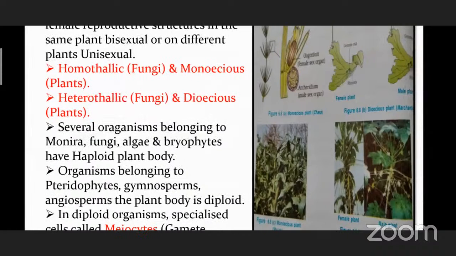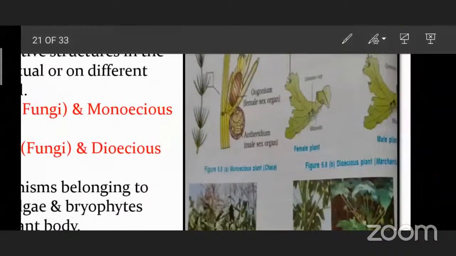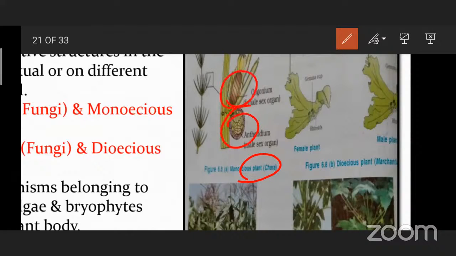See here example, this monoecious, example, Chara. In this Chara plant, there are antheridium and oogonium. That means the male sex organ and female sex organ are present in the Chara plant. This is the monoecious condition. Next, dioecious plant, example, Marchantia. See here, this is a female plant and this is a male plant. They are separate. It is a dioecious plant.